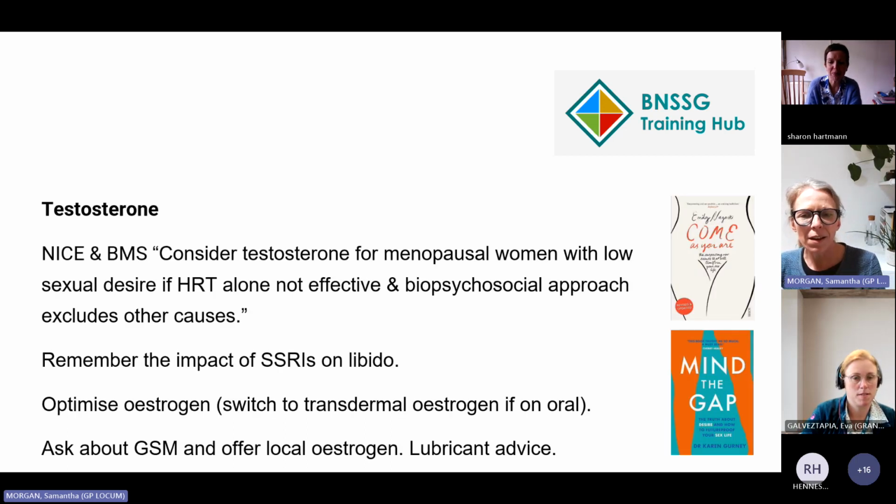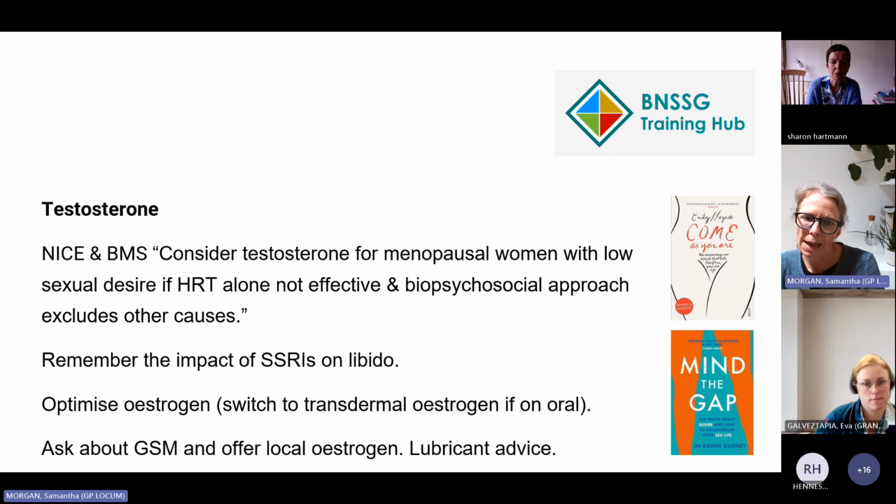So, in terms of testosterone, there's a lot of variation between practices. And regardless of whether you are or aren't happy prescribing, there are still some really useful things that we can do in terms of supporting women around libido. Both NICE and the British Menopause Society say that we can consider testosterone to support libido after a biopsychosocial approach has excluded other causes.